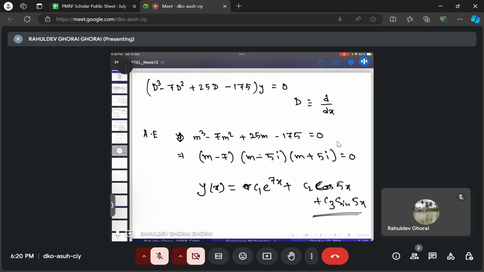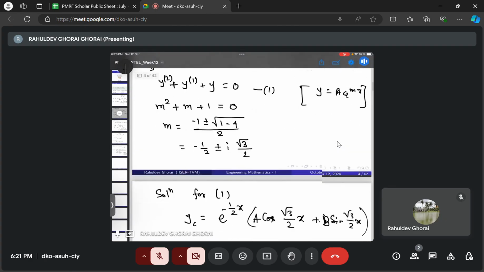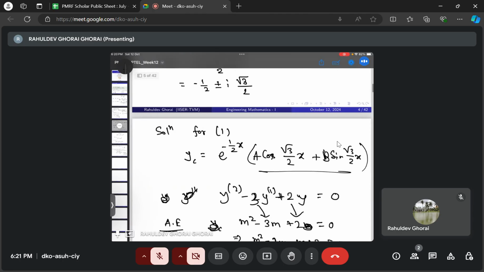That will be the solution, because one root is m equals 7, the real root, that will give an exponential, and the other two are imaginary conjugate roots, so that will give you cos x and sin x. That's what I said already here, right? Yeah, here you have already seen.